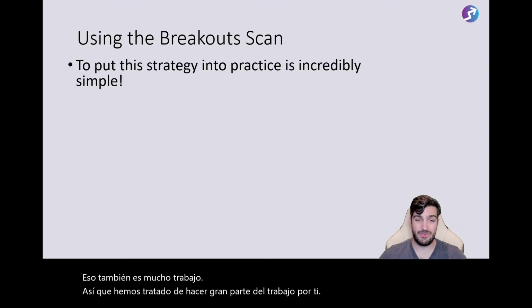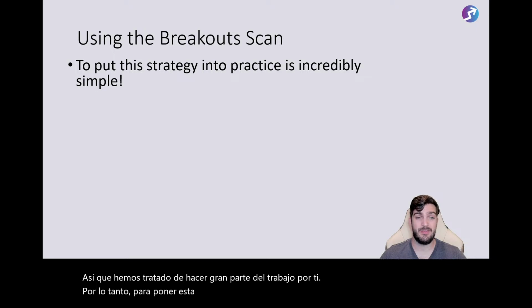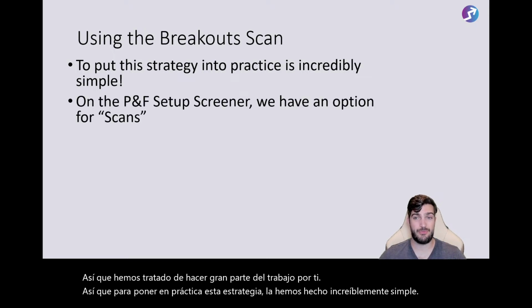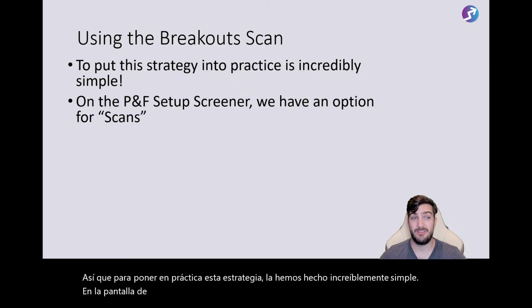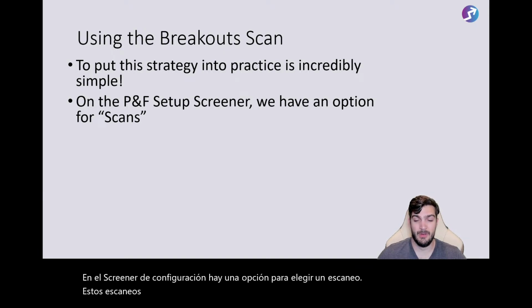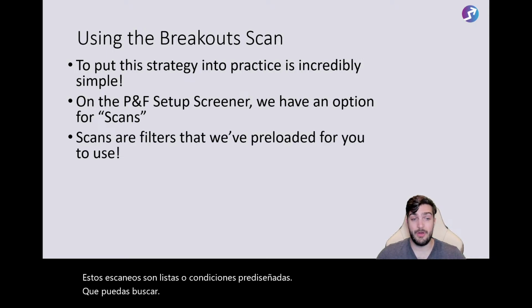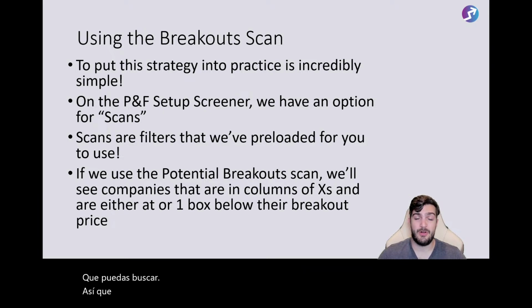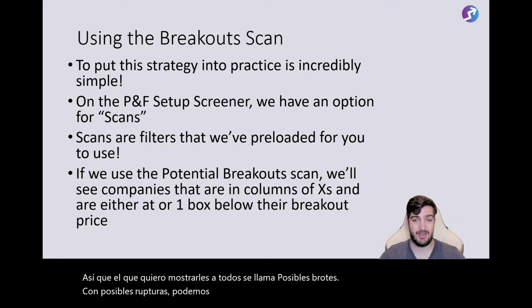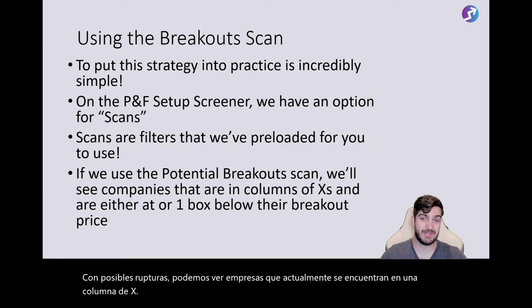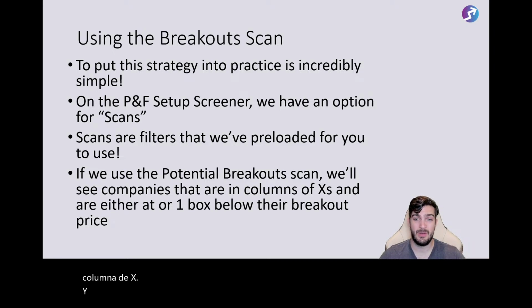So to put this strategy into practice, we have made it incredibly simple. On the setup screener, there is an option to choose a scan. These scans are pre-built lists or conditions that you can search for. The one I want to show you all is called potential breakouts. With potential breakouts, we can see companies that are currently in a column of X's and are either at, so 0 boxes below, or 1 box below their breakout price.